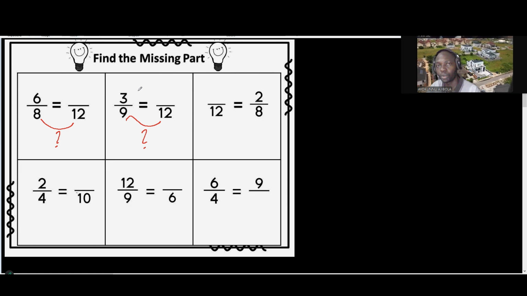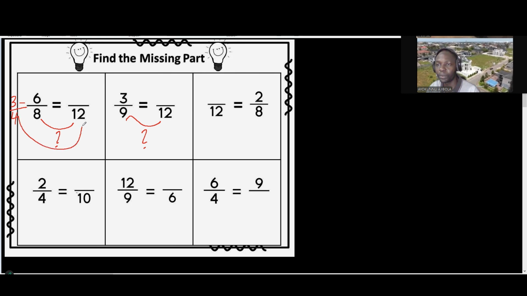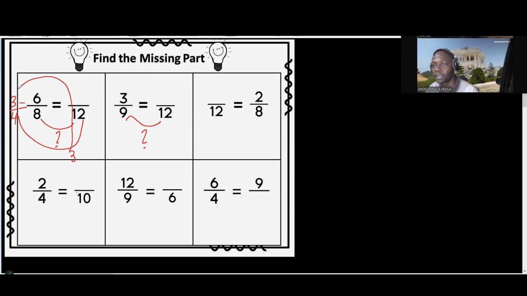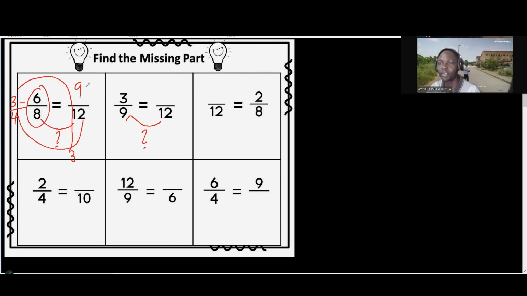So what can I do? Let's look at what we can do. You can firstly change this to a simpler version of this, okay? What can divide 6 and 8? That's 2. 2 here, 3, and 2 here, 4. Then you can compare this. So 4 times what will give me 12? That's 3. Then 3 times 3 is what? 9. So we can say 6 over 8 is now equal to 9 over 12.